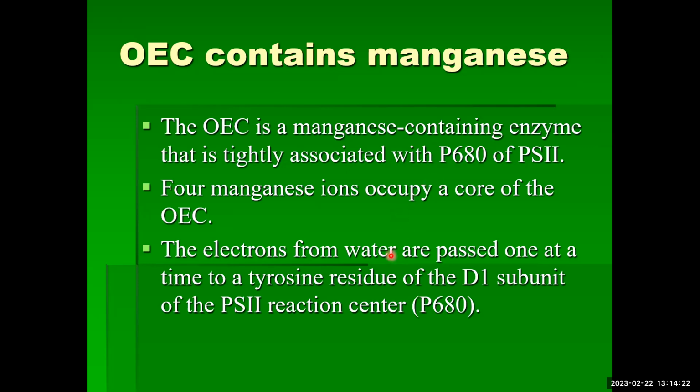So electrons from the water get passed to a tyrosine residue of the D1 subunit, and then they will go from the tyrosine to the pigment. Tyrosine is an aromatic residue. It can tolerate some extra electrons for a brief period of time. Because this is in a solid state array, the transfer of electrons from the OEC to the D1 tyrosine to the pigment is very fast.